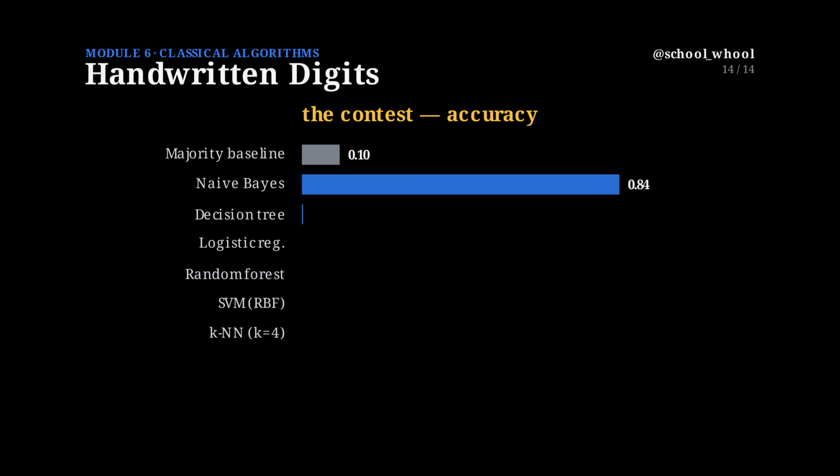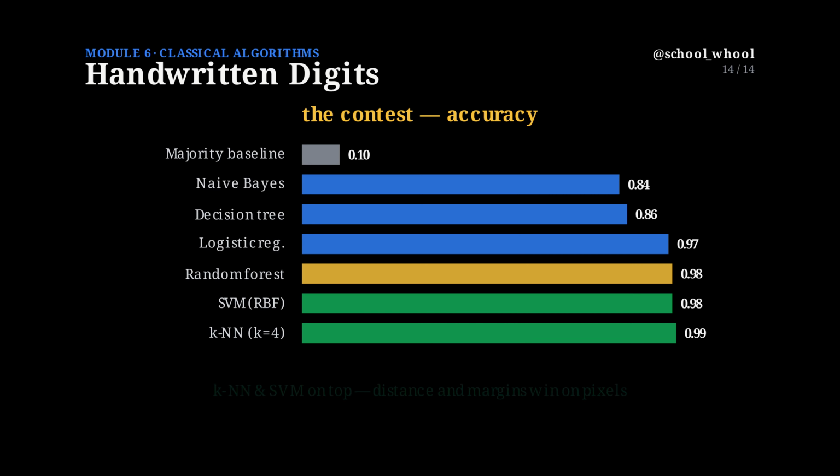Naive Bayes and the single tree reach only the mid-80s. Logistic regression jumps to 97%, the random forest to 98%. But right at the top sit the support vector machine and k-nearest neighbors, around 98 and 99%. On raw pixels, the distance and margin models win again.